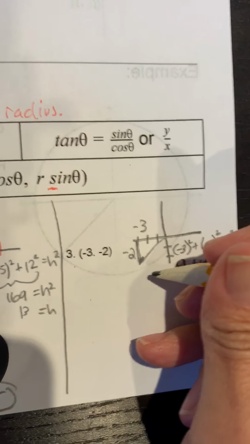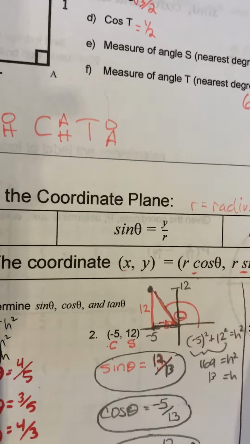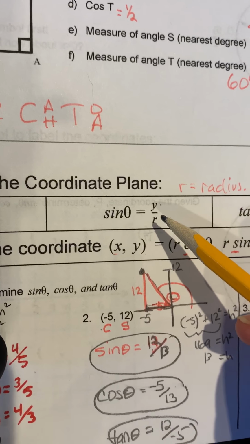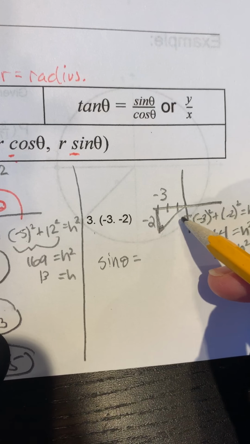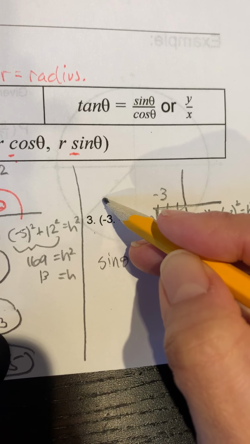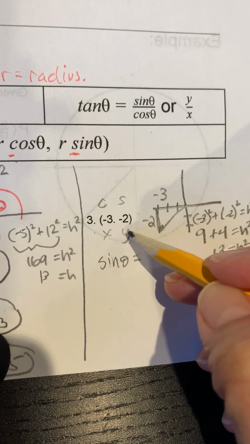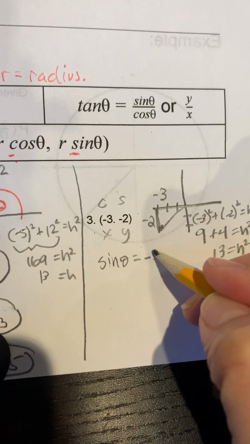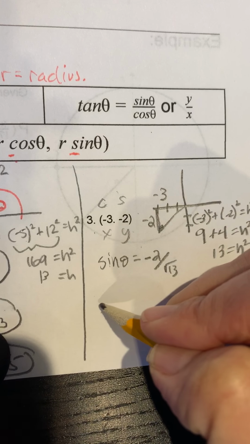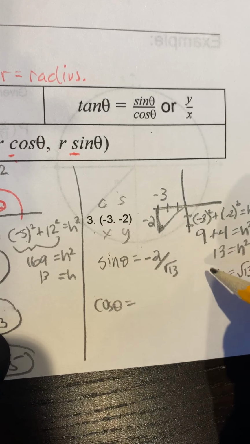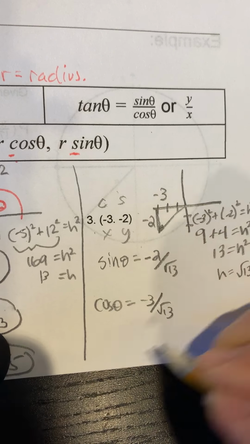So now let's go back here and we go sine theta. Well, sine, just remember, it is the y value over the radius, or rather the hypotenuse. So it's the y value. There's xy, so I call it CS, xy, any way you want to look at it. So it's y value, or s, -2 over, what's the hypotenuse? Rad 13. So this is cosine theta is -3 over rad 13.